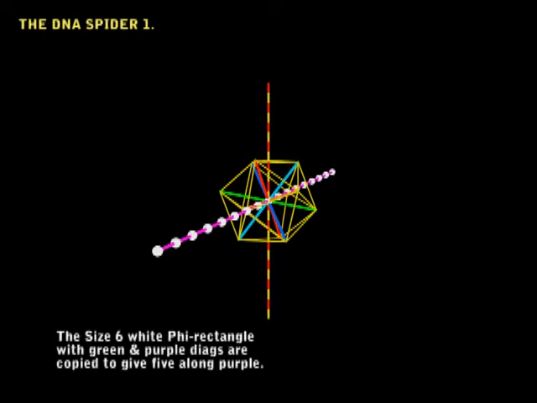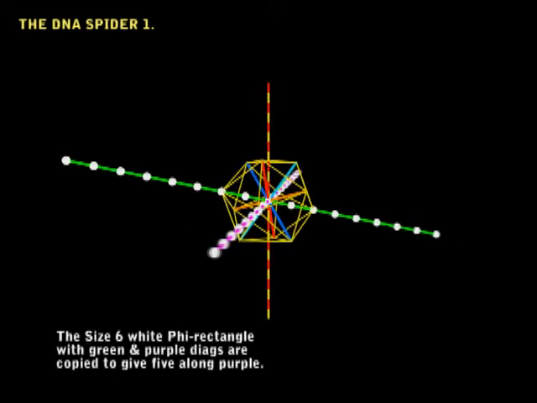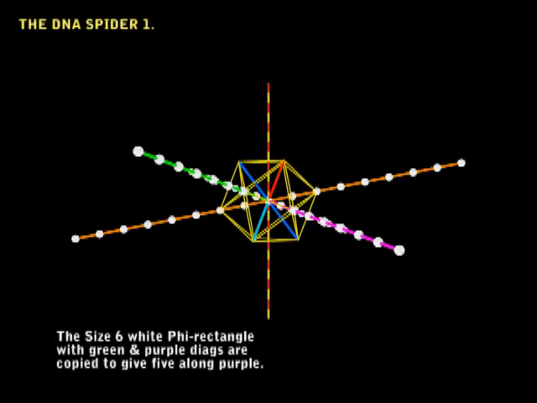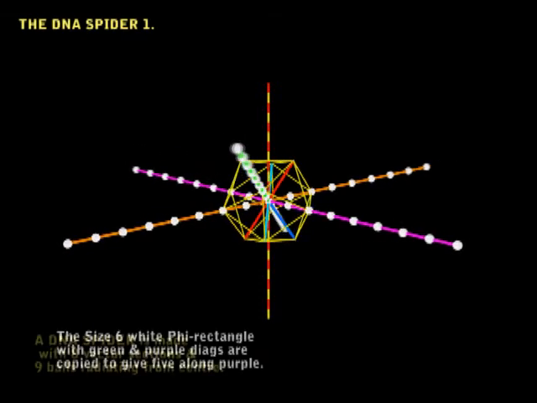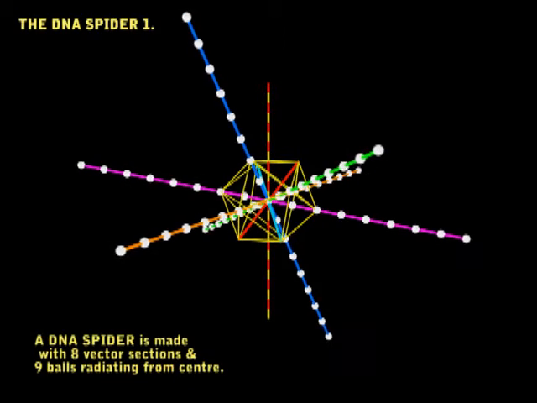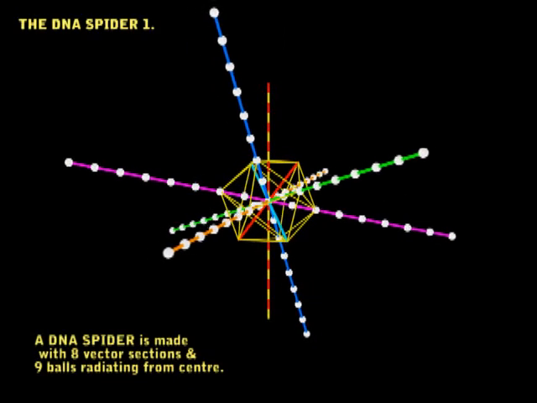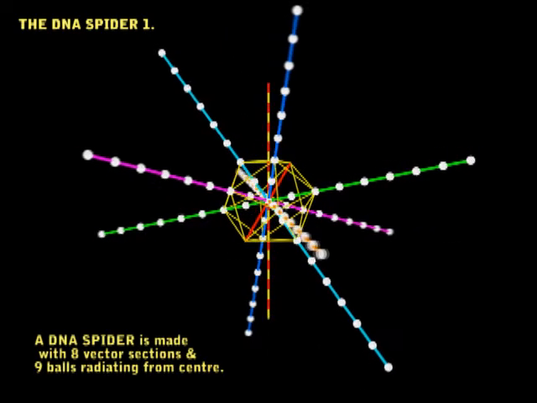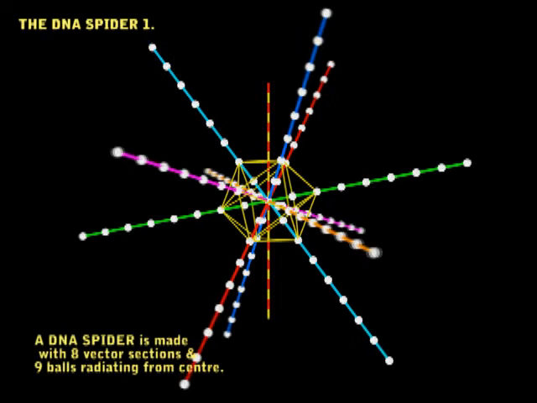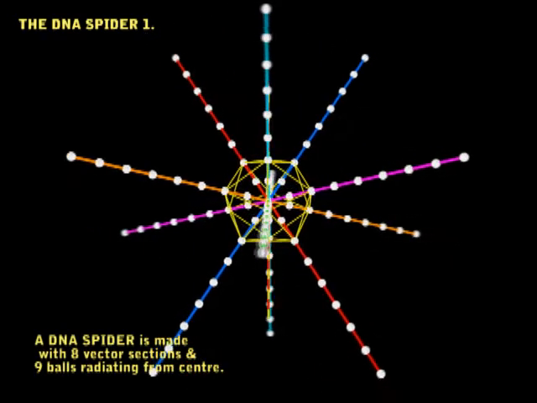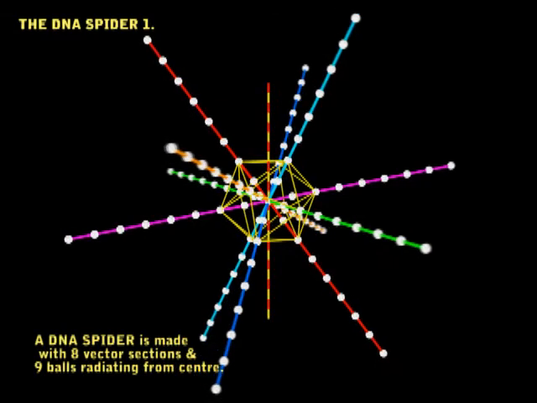So now we can give it another 17 ball green vector also. And we can give it an orange vector. And turn these 3 around a bit and give it a blue vector. And then we can give it a cyan vector. And we have 1 more vector to go, and that will be a red vector. Okay, so now I've showed you how to put a DNA spider together.